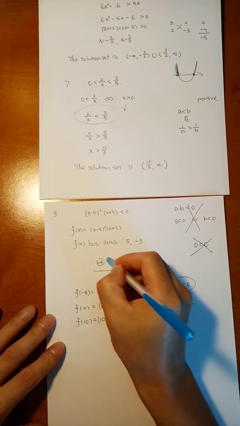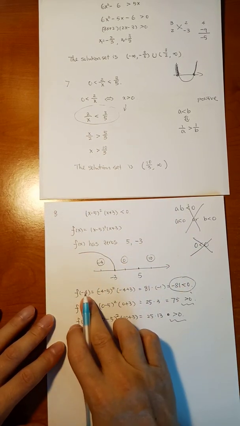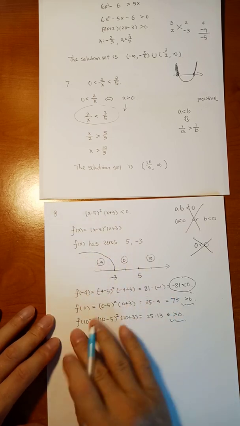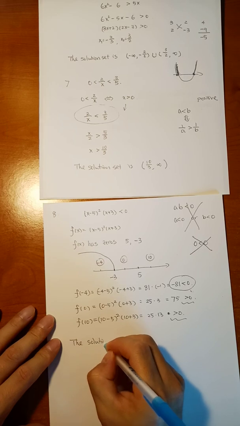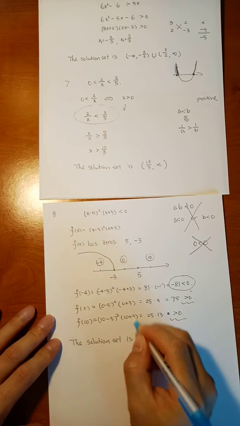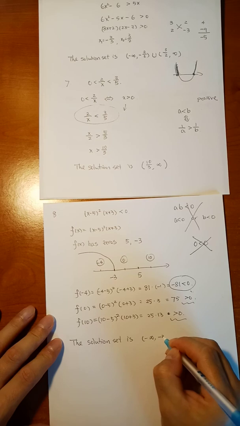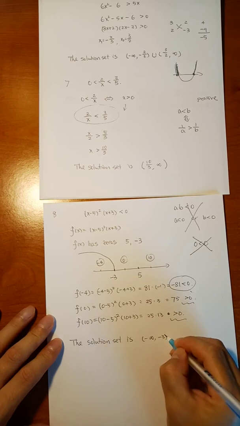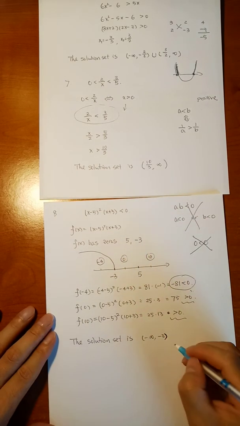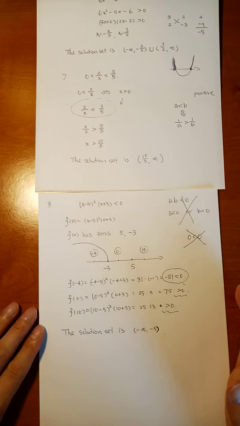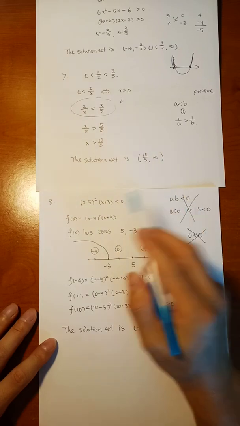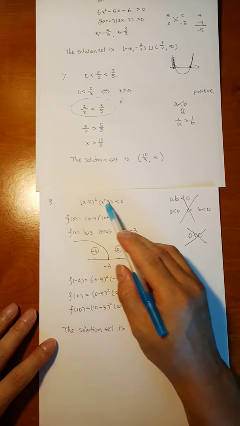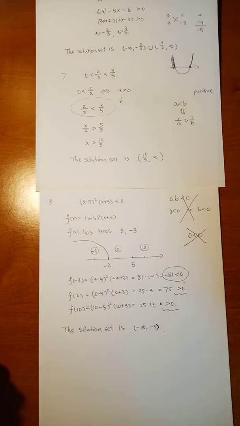So it means negative 4 comes from this left interval. So the solution set is negative infinity to negative 3, excluding negative 3 because we don't have an equal sign. And that's it. That is the answer. Okay, I saw many students say either the first factor is 0 or the second factor is 0. That is totally wrong. We don't have that.